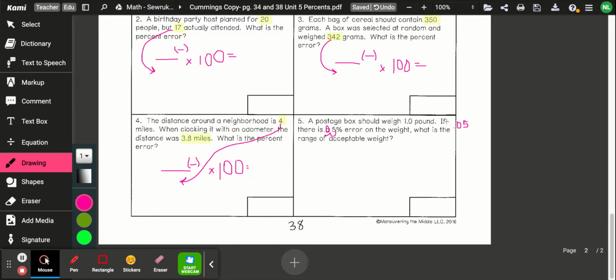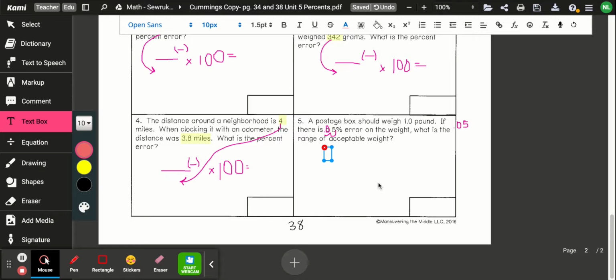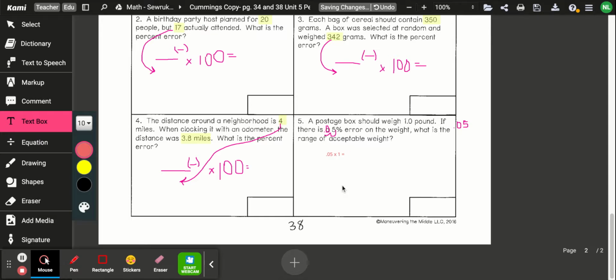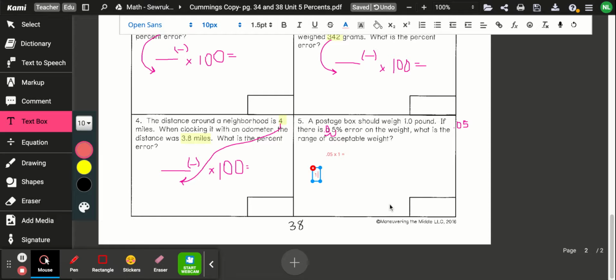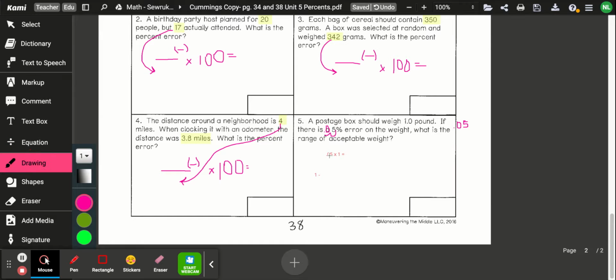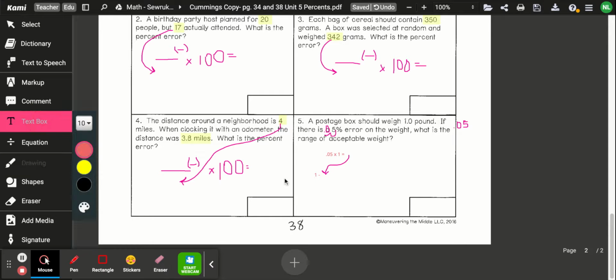All right. So back to number 5, a postage box should weigh 1 pound. We already changed the percent to a decimal, 0.05. So now we're taking that percentage, and I'll do a text box here. We're doing 0.05 times 1, and we're getting a number. Once you get that number, you have to take 1 and subtract whatever number you got: 1 minus that number. And what does it equal?